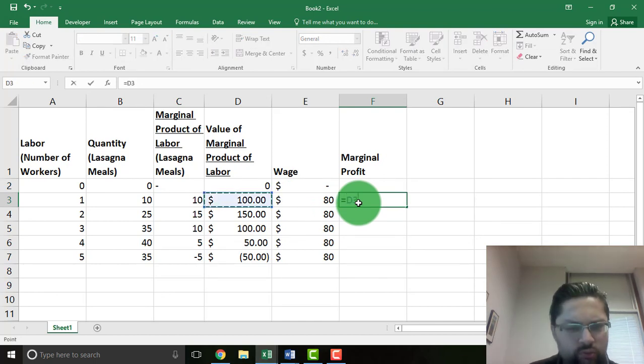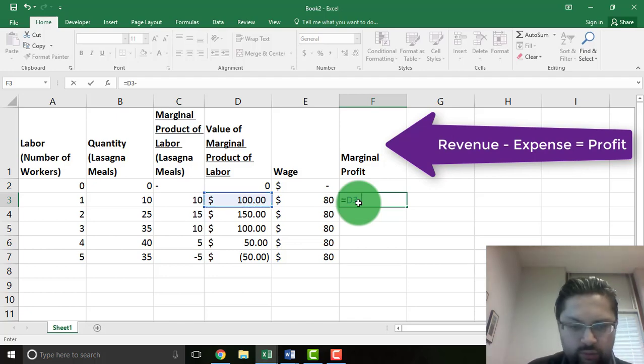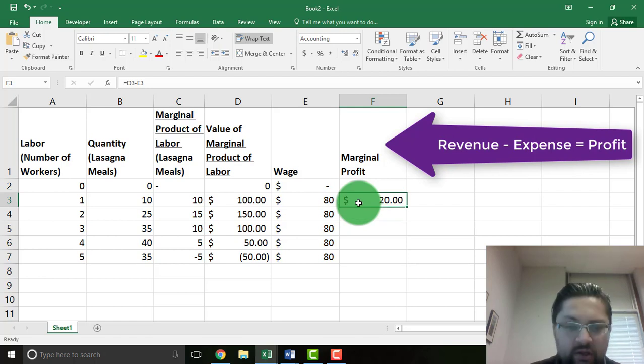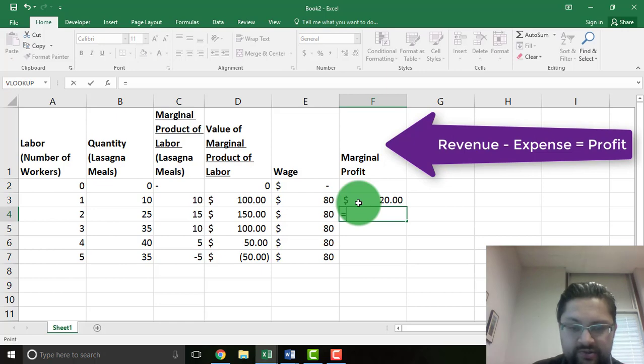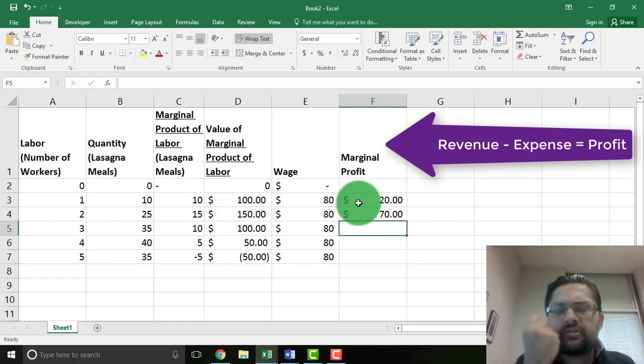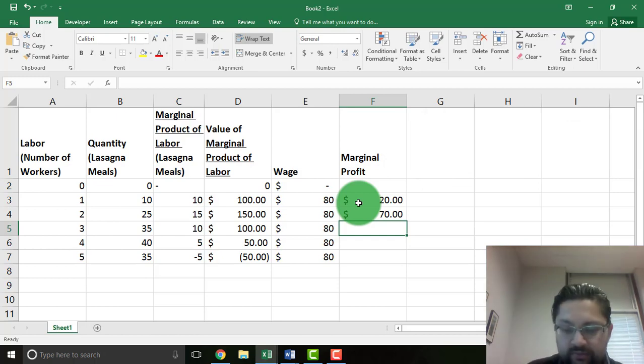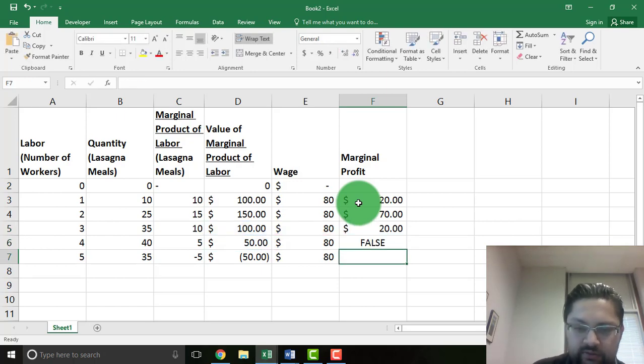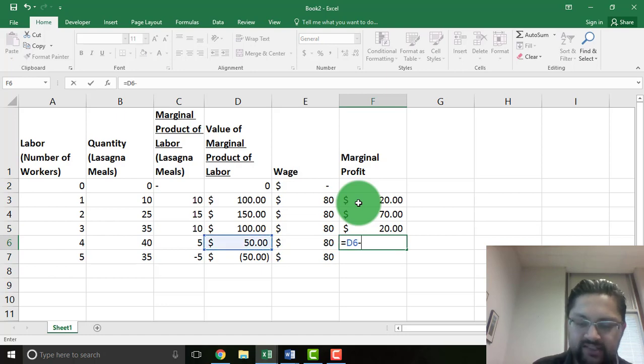So now we're just going to subtract our value of marginal product of labor, which is another way to say revenue. So revenue, marginal product of labor minus the $80 gives us $20. Okay, so what this means is that employee's contribution to the team gives us $20 of profit. That's a good number. It's a positive number. So next one, $150 minus 80, because each worker is getting $80. This isn't $80 for all the workers total. It's each worker gets $80. $100 minus 80, $50 minus 80. Oops, did that wrong? $50 minus 80, and negative $50 minus 80.